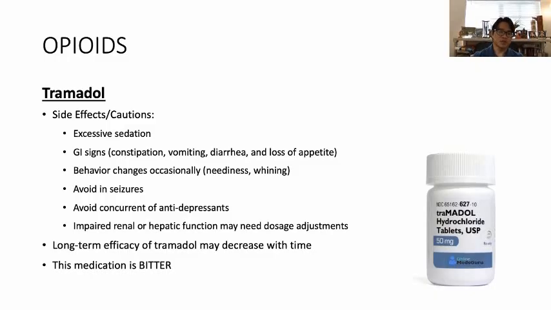We also need to avoid using tramadol concurrently with antidepressants because, again, tramadol increases the plasma level of serotonin. So if you're giving an antidepressant, you're going to increase that serotonin level even more. That could lead to serotonin syndrome. Patients that have impaired renal and hepatic function may need to have the dose of tramadol adjusted.